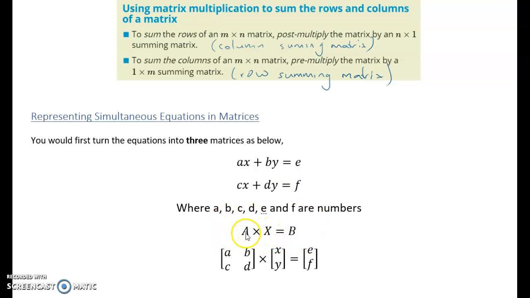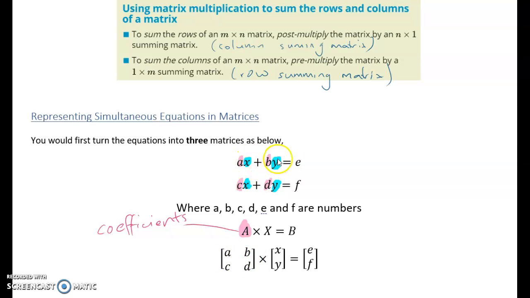this setup where it's A times X equals B. First, I'm going to look at A. Now, A is made up of the coefficients from the two equations. In case you don't remember what a coefficient is, it's a letter that accompanies the variables. Now, the variables are x and y because they can change, but that means that a, b, c, and d are coefficients. So that's why they make up this first matrix. You can see them here, a, b, c, d.